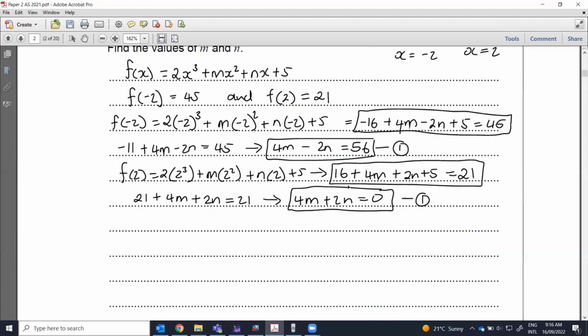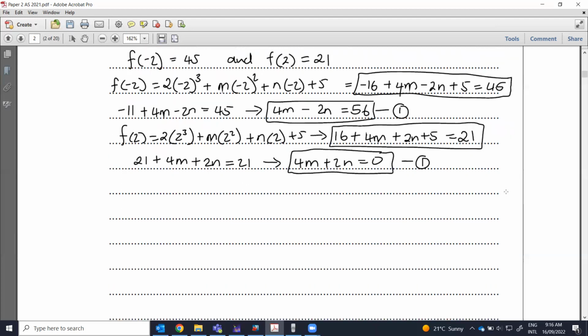Now, the way you solve it is really up to you. You know, elimination, substitution, or by graphing. I think elimination will work very nicely here. So that's the method that I'm going to use to solve these two equations simultaneously. Sorry, I labeled this 1 and 1, but this should be equation 2. So now we solve equation 1 and 2 simultaneously.